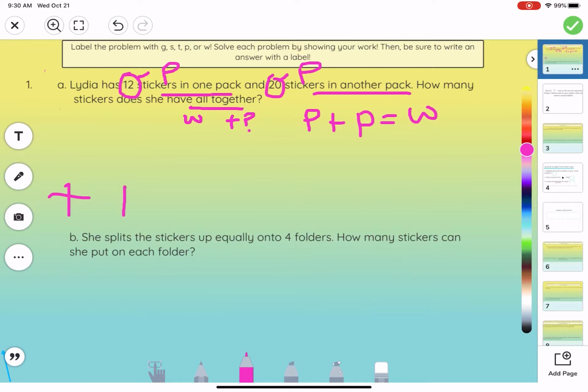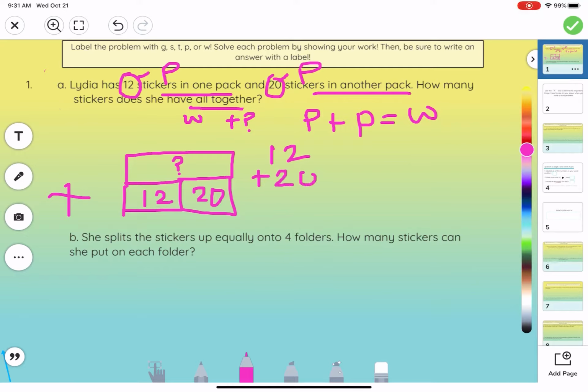So I know that I would be doing an addition tape diagram where I have part, part, and then whole on the top. So I have 12 and 20, those are my two parts, and I don't know my whole. So I'm going to add 12 plus 20, and I like to write it this way in case I need to regroup. I have 2 plus 0 equals 2, and 1 plus 2, which equals 3. So my whole, or my total, is 32.